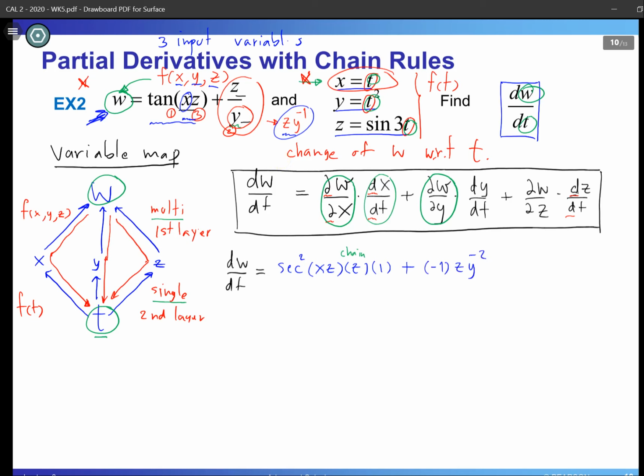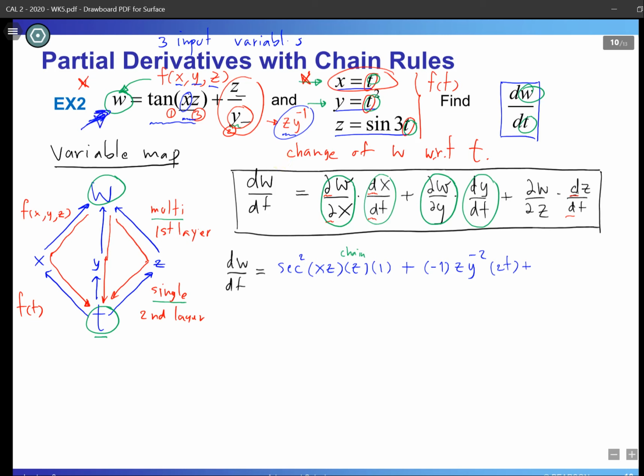Okay, now let's find the next one, dw by dt. So all I need to do is to differentiate this y equal to t squared with respect to t. And of course I get 2t out of that. 2t plus the next term. I hope I have enough space for this. I need to differentiate W with respect to Z. So let's take a look here. Need to differentiate this with respect to Z.